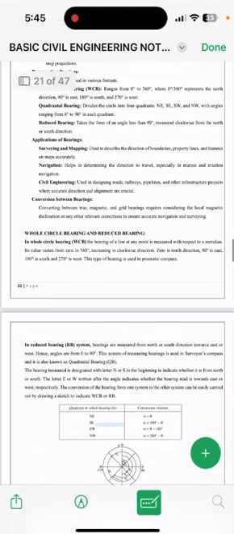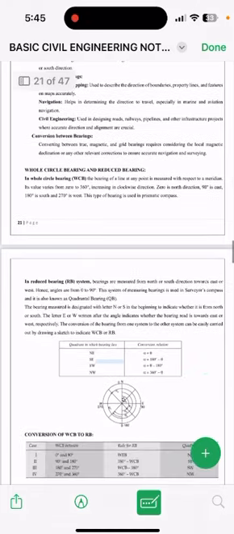Next one is the conversion between the bearings, so whole circular bearing and reduced bearing. So what is the difference between the whole circular and reduced bearing? Whole circular bearing is 0 to 360 degrees, and reduced bearing is calculated on the coordinate type: 0 to 90, 90 to 180, 180 to 270, and the last one is 360 degrees.